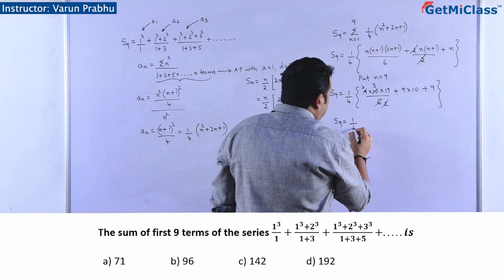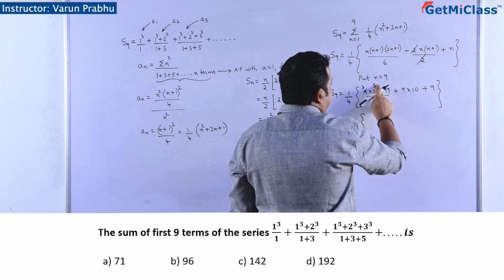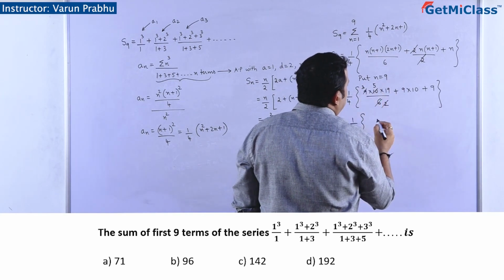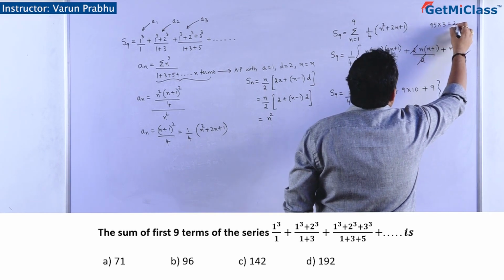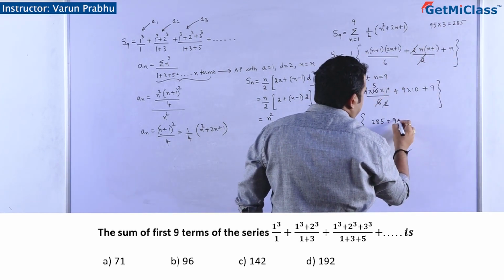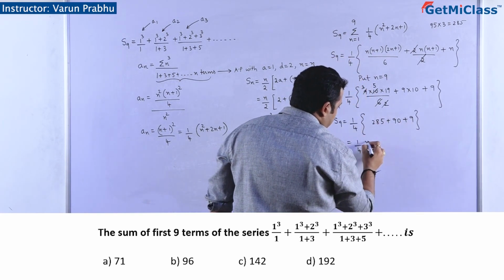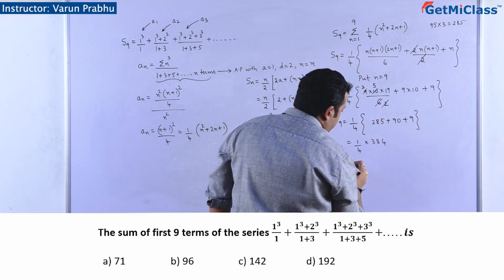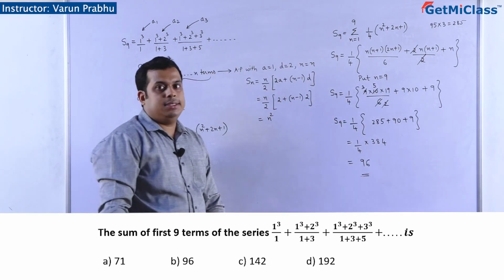So S9 is equal to 1 divided by 4 times 19 into 5, which will be 95. 95 into 3 will be equal to 285, right? 285 plus 90 plus 9 will be equal to 1 by 4 times 384. So 4 9s are 36, 4 6s are 24. So 96 is the answer to the question.